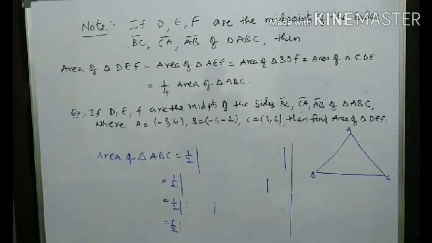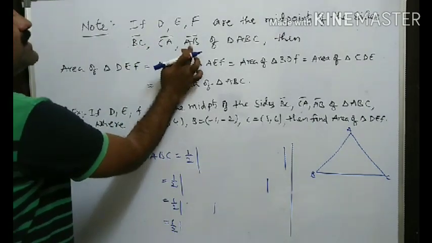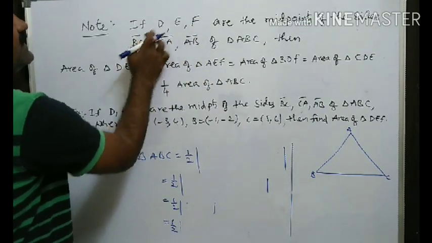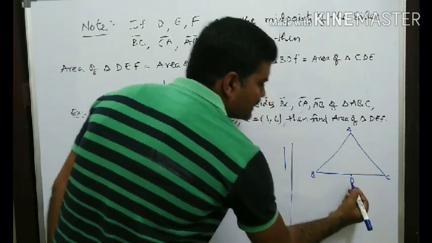Another note, which is also very important. If capital D, capital E and capital F are the midpoints of the sides of a triangle, then you see here. So these are the midpoints of the sides BC, CA, and AB respectively. D is the midpoint of BC. Suppose this is the midpoint of BC, say some D.